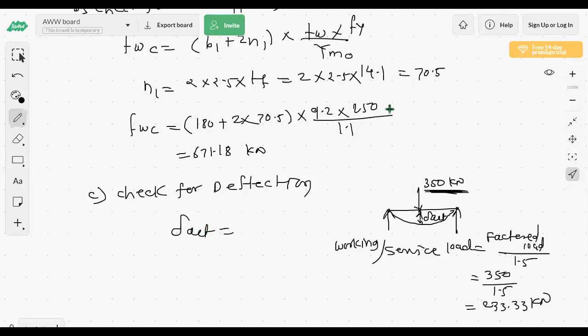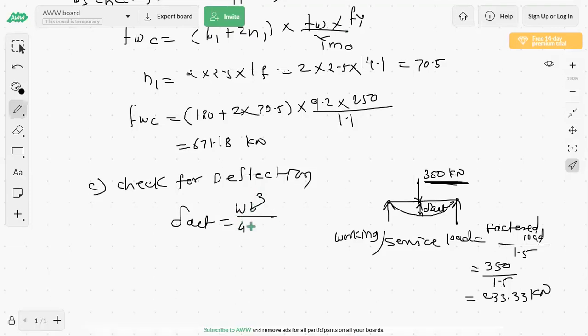Okay, so what is actual deflection for central point load? WL cube divided by 48 EI, correct. Okay, so now W is here, 233.33 is in kilonewton. So we have to convert into Newton, into 10 raised to 3, into L, effective length of beam. How much effective length of beam is given in the problem statement?